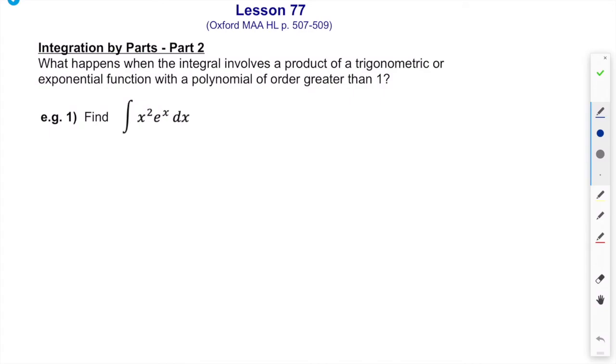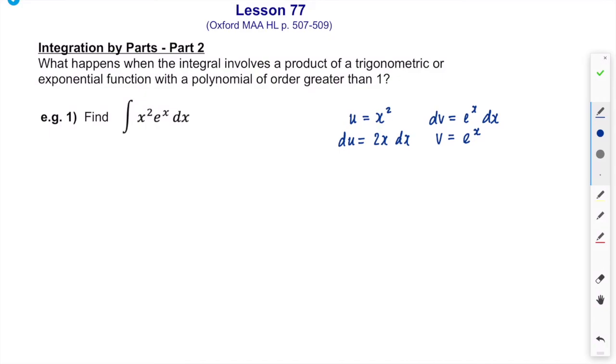Example 1. We're going to find the integral of x squared times e to the power of x dx. Just like past practices, when we see a multiplication of a power of x and e to the power of x, usually we will let u be the polynomial function, and we let dv represent e to the power of x dx. Let's take du, which is 2x dx, and integrate the dv parts. We get v equals e to the power of x.